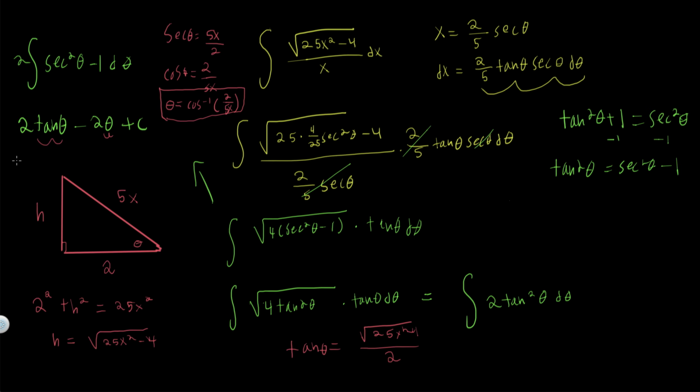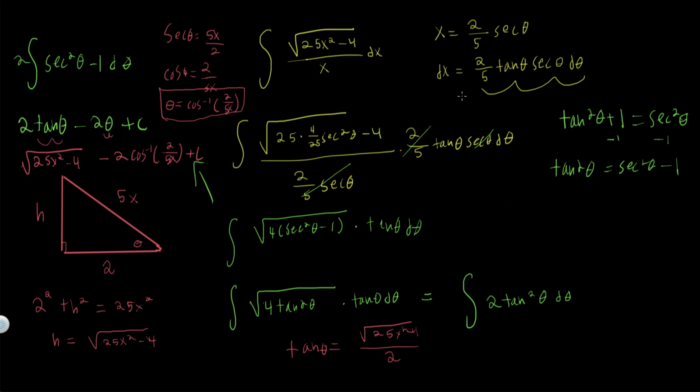So I'm going to write it right here. I'm going to try to squeeze it in. So we know that 2 times tan theta, well, the 2's cancel, and we're left with the square root of 25x squared minus 4 minus 2 cosine inverse of 2 over 5x, all plus c.